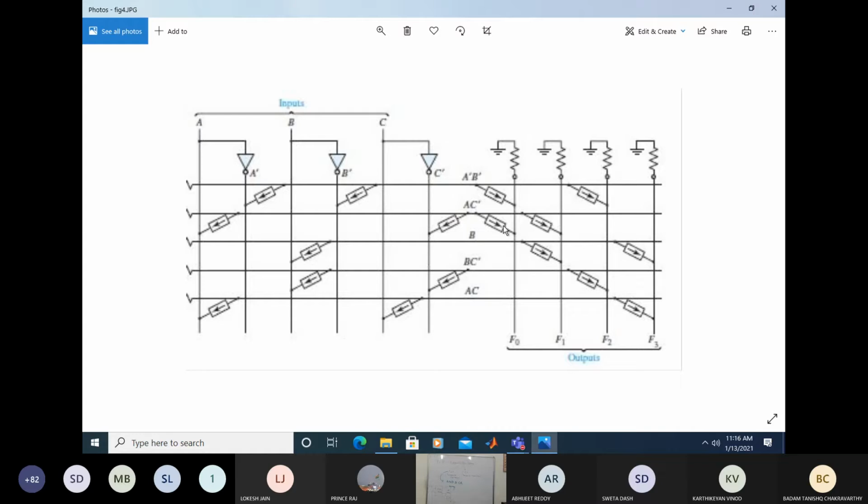First one, F0. And F1 is a combination of AC dash plus B. F2 is a combination of A dash B dash plus BC dash. F3 is a combination of B plus AC. Why do I use the word plus? It is OR. Actually, it is OR, B or AC. This is the OR array. The meaning of a PLA is what? It has an AND array and an OR array.